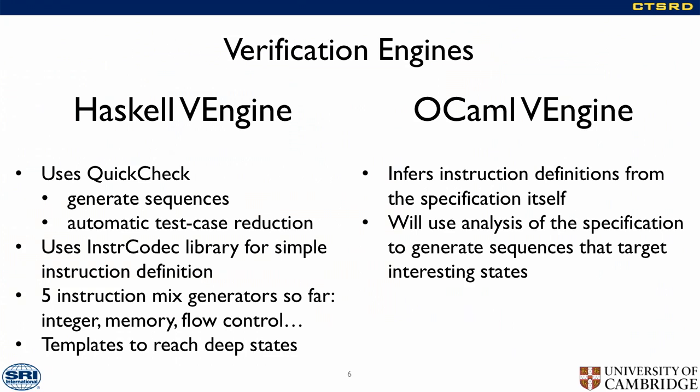Then we use a library so you can very easily define instruction formats. If you go look at it, it's actually very few lines of code because we have very convenient libraries for that. And we have 5 instruction mix generators, shallow ones, integer, memory, flow control. So for example, instead of a whole area of the test suite, you just have a generator that generates that class of instructions and tries to do a good job. And we have templates, just the beginning of templates for reaching deep states. So what you'd like is rather than just random individual instructions, you'd have sequences of instructions that could set up a TLB, a page table entry, for example.